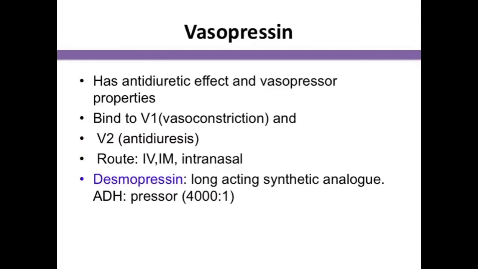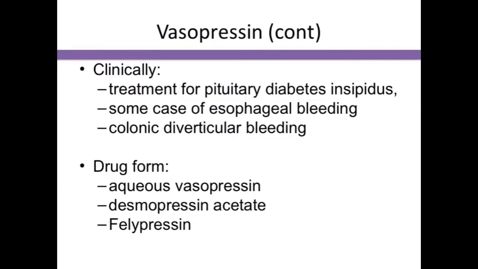So when we compare the pressor effect, ADH is 4,000 times more potent than desmopressin. Clinically, vasopressin is used in the treatment for pituitary diabetes insipidus, in some cases of esophageal bleeding, and in colonic diverticular bleeding. It can also be used in aqueous vasopressin form or desmopressin acetate and felypressin.